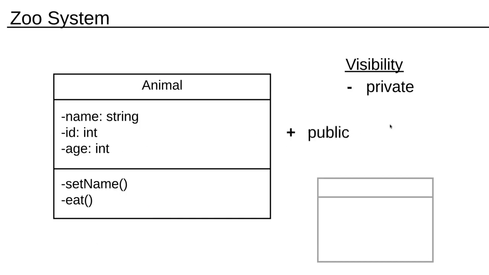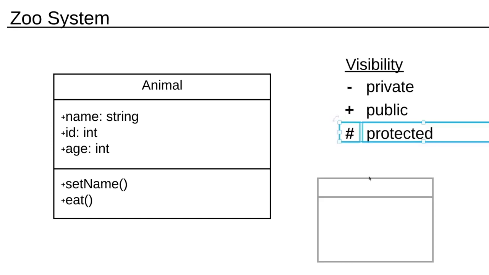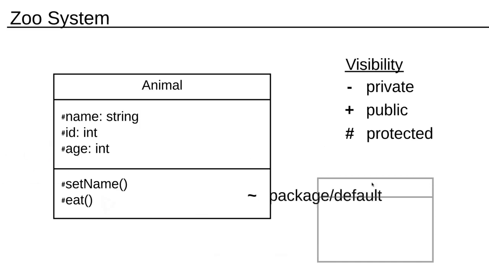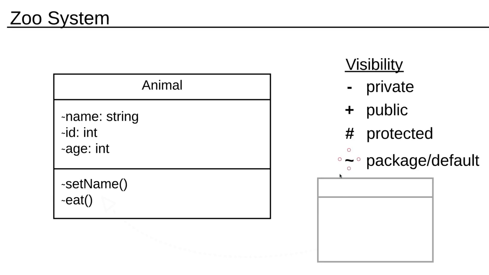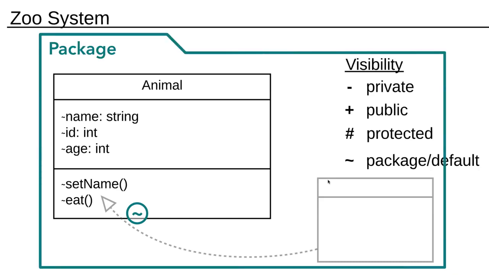The exact opposite is the plus sign, which means an attribute or method is public and can be accessed by any other class. Another visibility type is indicated by the hash, which means an attribute or method is protected. These can only be accessed by the same class or its subclasses. And finally, there's the tilde, or the squiggly as I like to call it. This sets the visibility to package or default, which means it can be used by any other class as long as it's in the same package. But that one is rarely ever used.